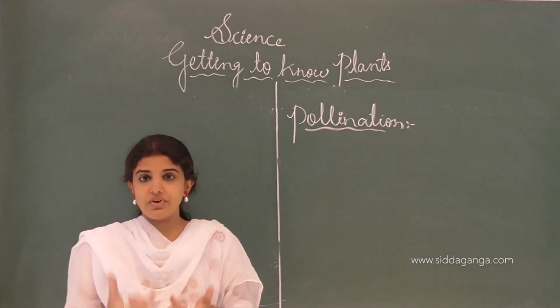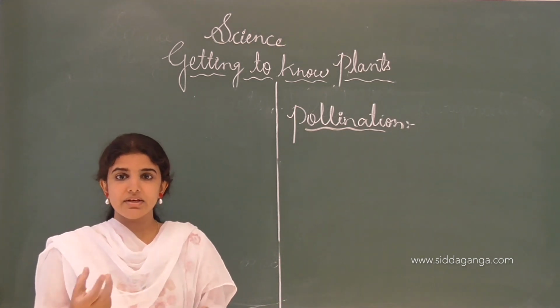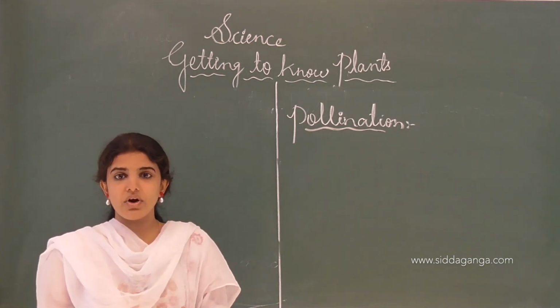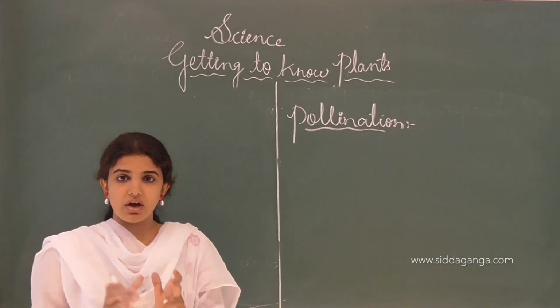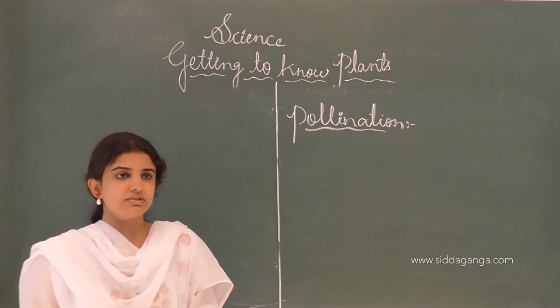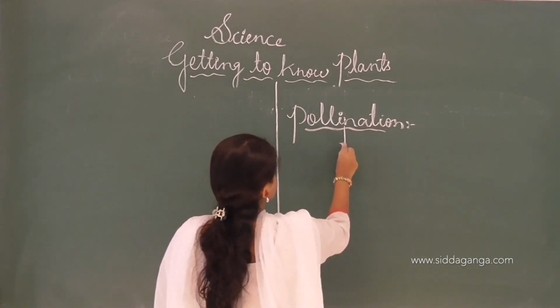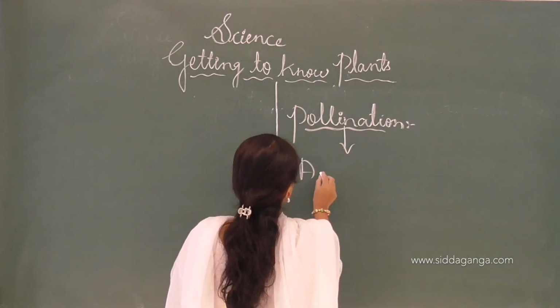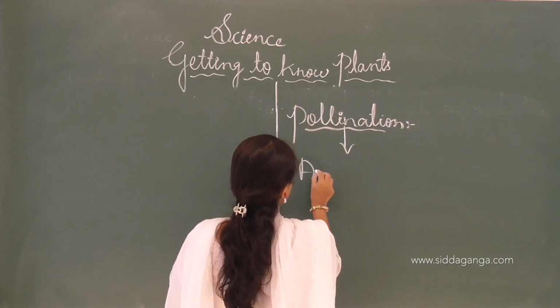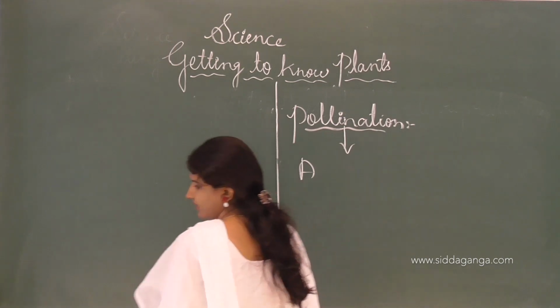Afterwards, the flower will become the fruit and the fruit will fall down on the ground. See, this is all about the pollination process. The process of transfer of pollen grains.